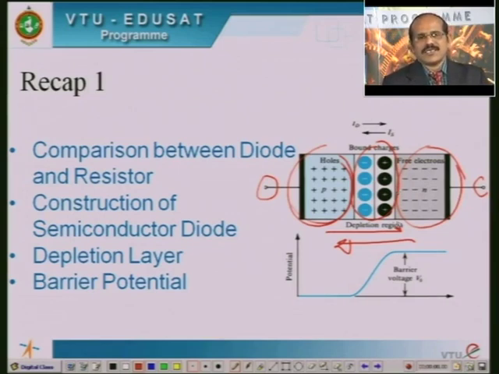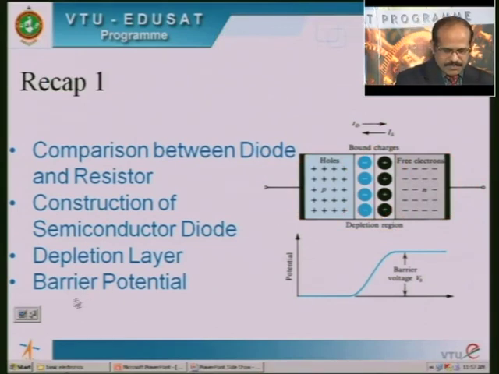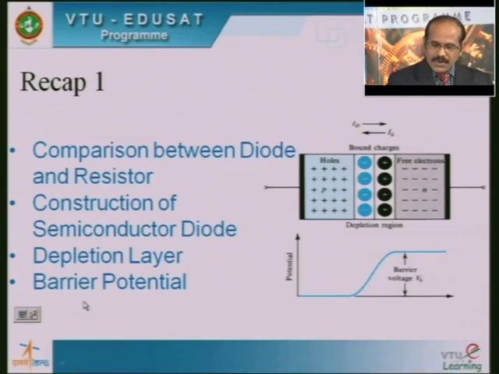This region is also called the emptied region or depleted region, because it is depleted of the mobile charge carriers. So here you can see the barrier potential, the barrier voltage corresponding to the particular depletion region here.